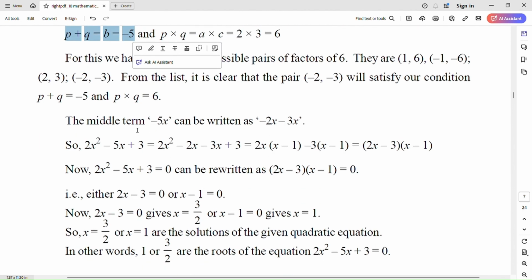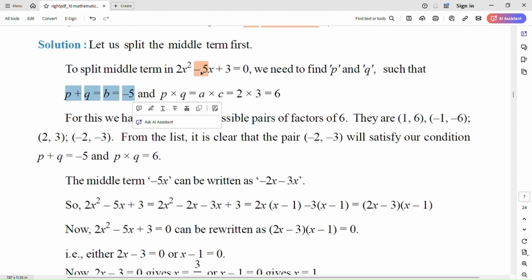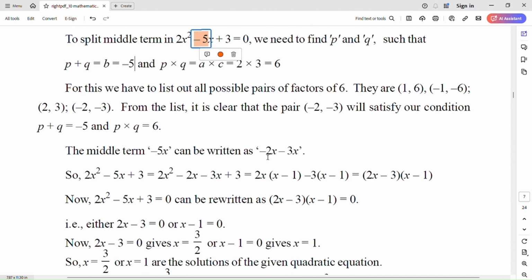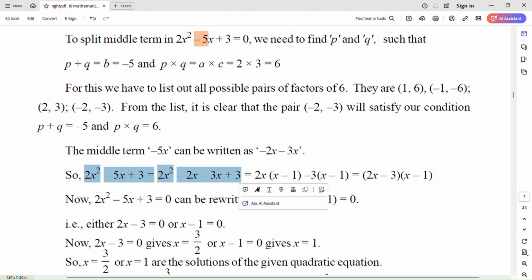So let us take the middle term, that is minus 5x, and then rewrite it as minus 2x minus 3x. Okay, so this is what we did basically, right? We took the minus 5x, expanded it as minus 2x minus 3x. Now from the first two terms, I can take 2x as common here. If I take 2x as common, it will become x minus 1 is left. And from the second two terms, minus 3x plus 3, I will take minus 3 as common. Then I am left with x minus 1 here.